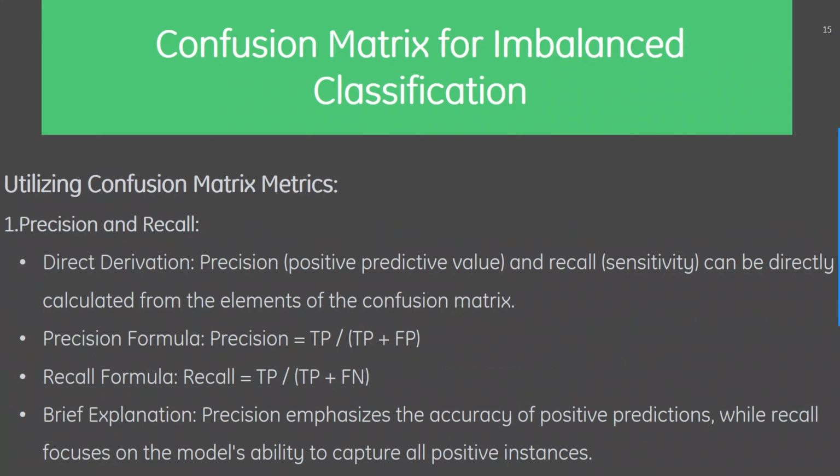Firstly, precision and recall: direct derivation. Precision, which is positive predictive value, and recall, which is sensitivity, can be calculated directly from the elements of the confusion matrix. The precision formula is true positives divided by true positives plus false positives. The recall formula is true positives divided by true positives plus false negatives. Precision emphasizes the accuracy of positive predictions, while recall focuses on the model's ability to capture all positive instances.